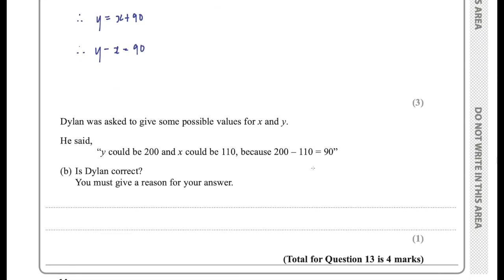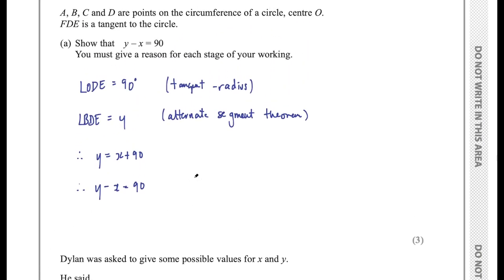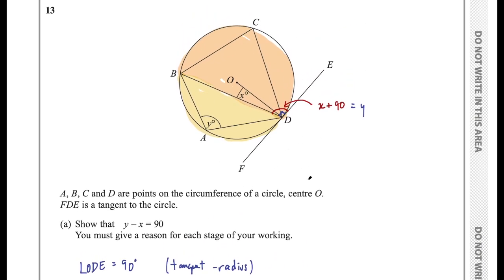Part B says Dylan was asked to give some possible values for x and y. He said y could be 200 and x could be 110 because 200 take 110 equals 90. Is Dylan correct? You must give a reason for your answer. So could y be 200 degrees? Well, looking at this diagram, hopefully you can see that no, y cannot be 200 degrees for 2 reasons.